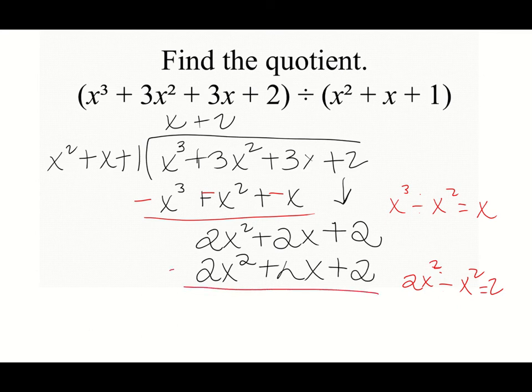Draw my line, change my signs, and I can see when I add them all up, my 2x squareds cancel, my 2x's cancel, and my 2's cancel, leaving me with a remainder of 0. So my final answer is just what I have up top here, and that's going to be x plus 2.